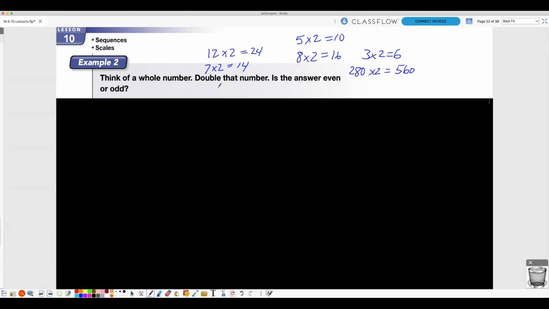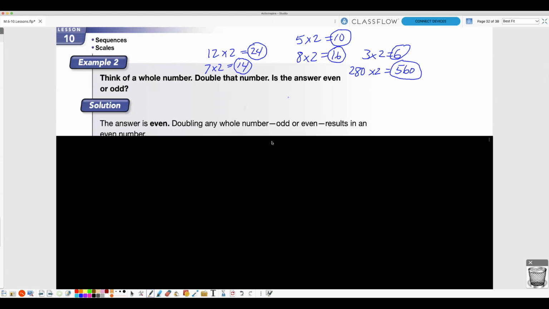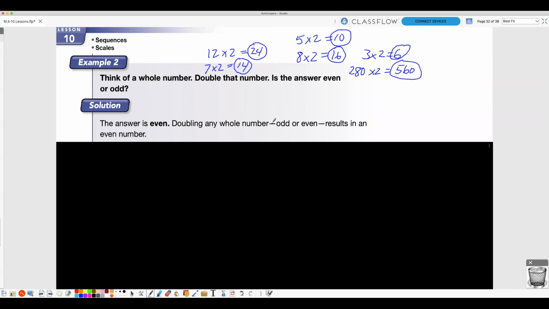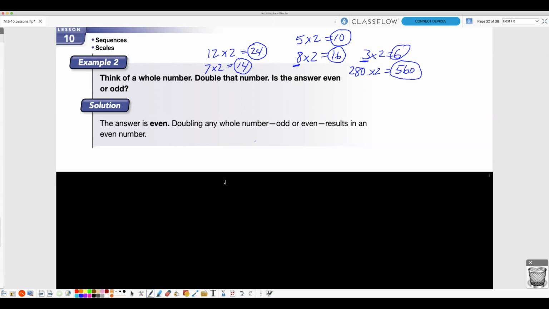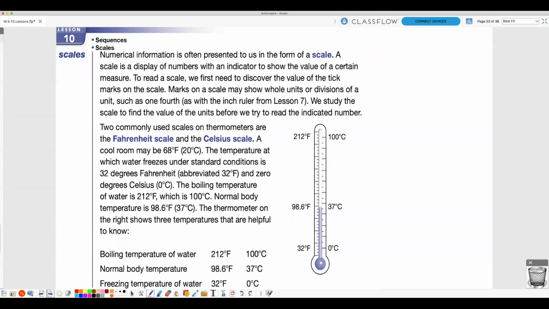Is the answer even or odd? Even, even, even, even, even, and even. That answers our question. The answer is even. Doubling any whole number, whether it's an odd number or even number, will result in an even answer. So anytime you double it.